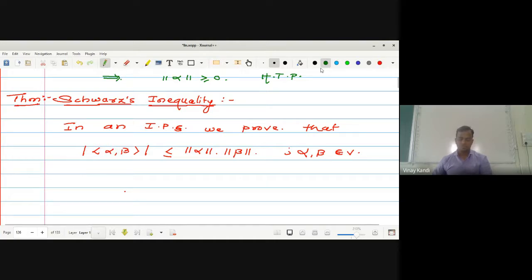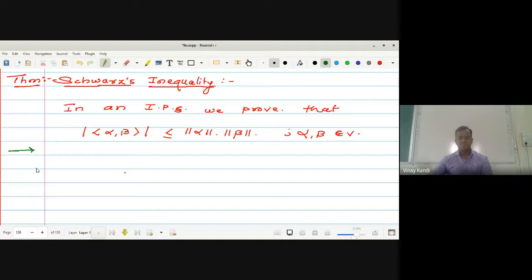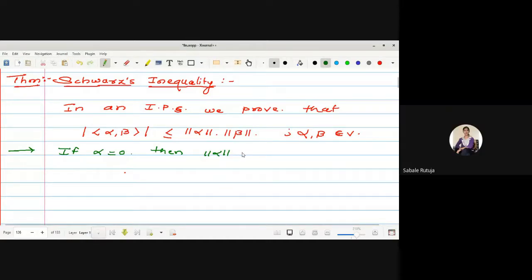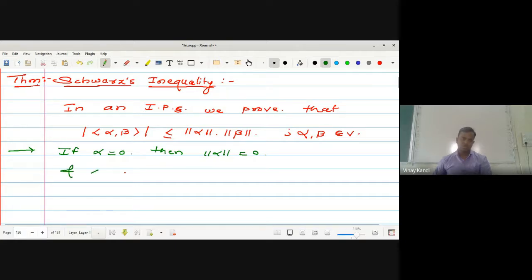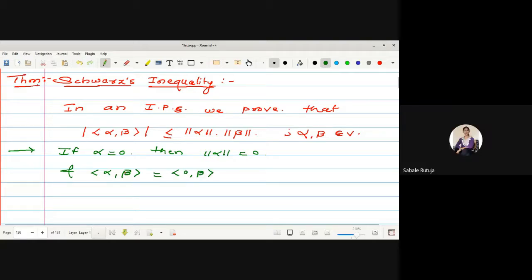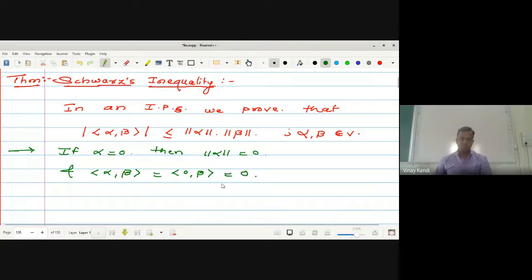Look at the proof now. There are two cases: suppose alpha is equal to 0, and alpha is not equal to 0. What happens if alpha is equal to 0? First case, suppose alpha is equal to 0. Then what is the norm of alpha? 0. Also, what is the inner product of alpha and beta? Since alpha is 0, this is the inner product of 0 and beta, which is again 0.